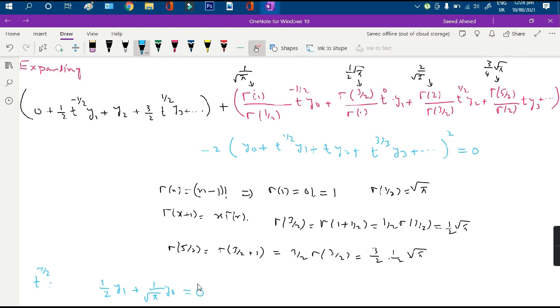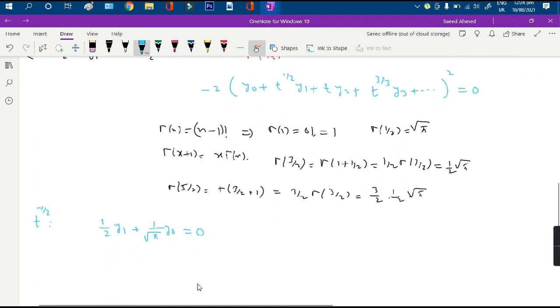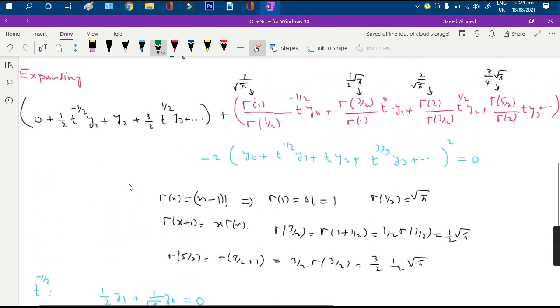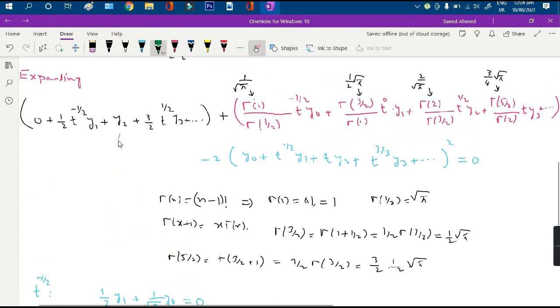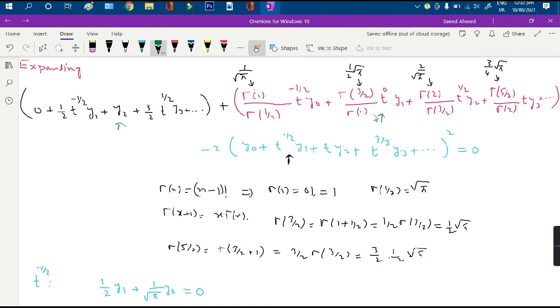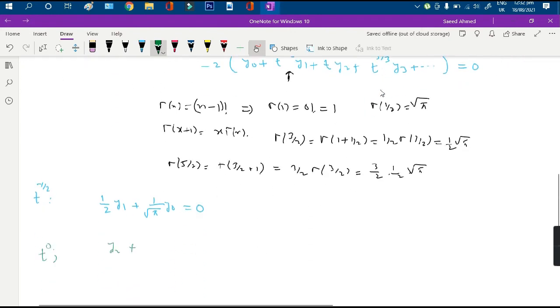Okay, this is for t to the power negative 1 by 2, and now I will collect t to the power 0, the term which doesn't have t. In the first we have this y2, so here I have y2, and in the second expansion, the coefficient of t to the power 0 is 1 over 2 square root pi into y1, so this is square root pi over 2 into y1.